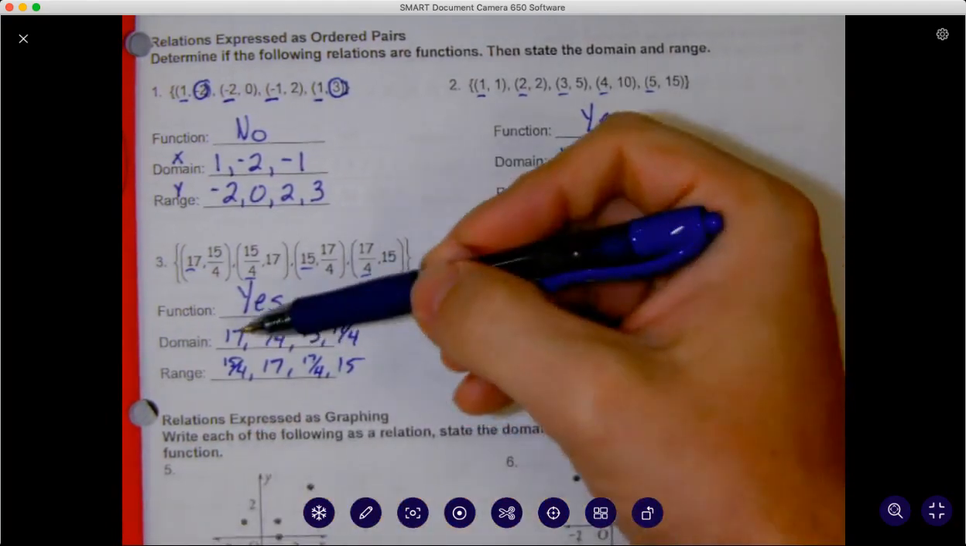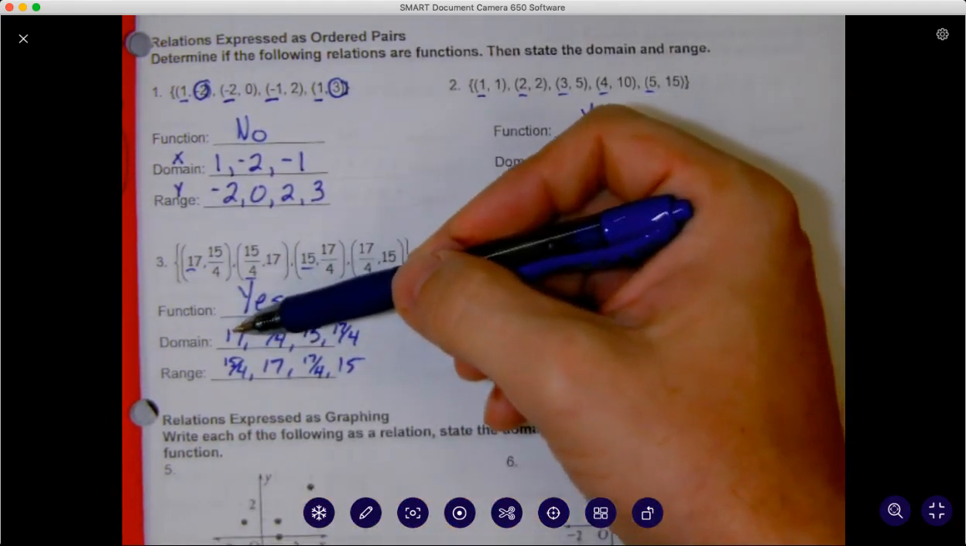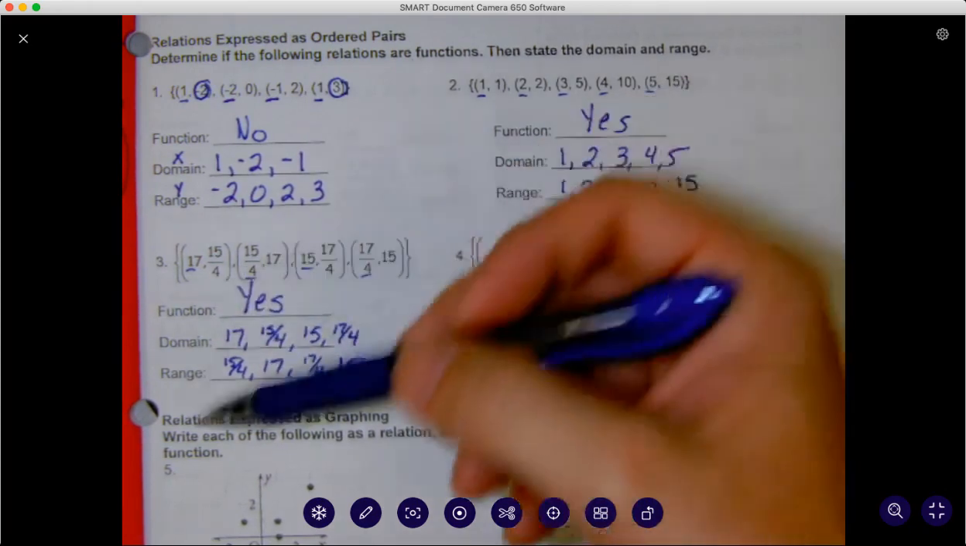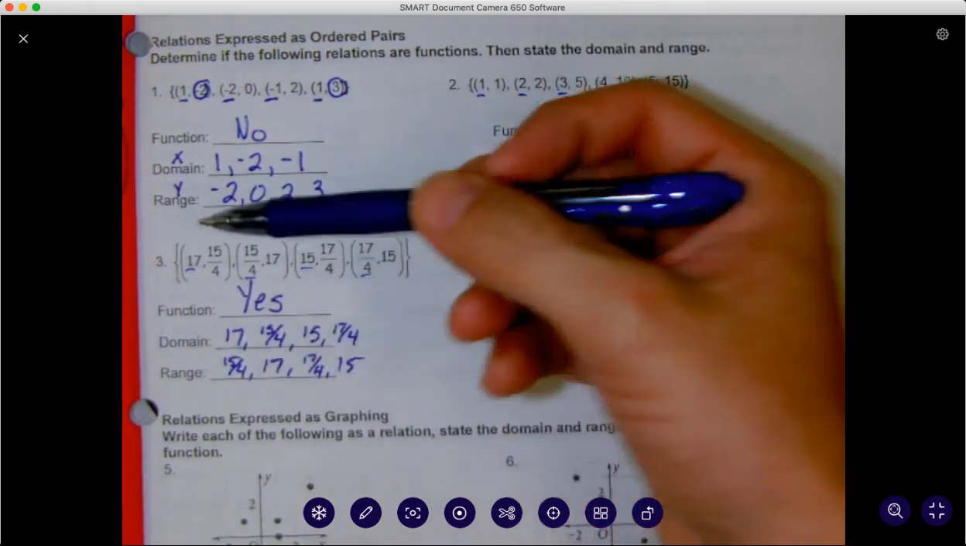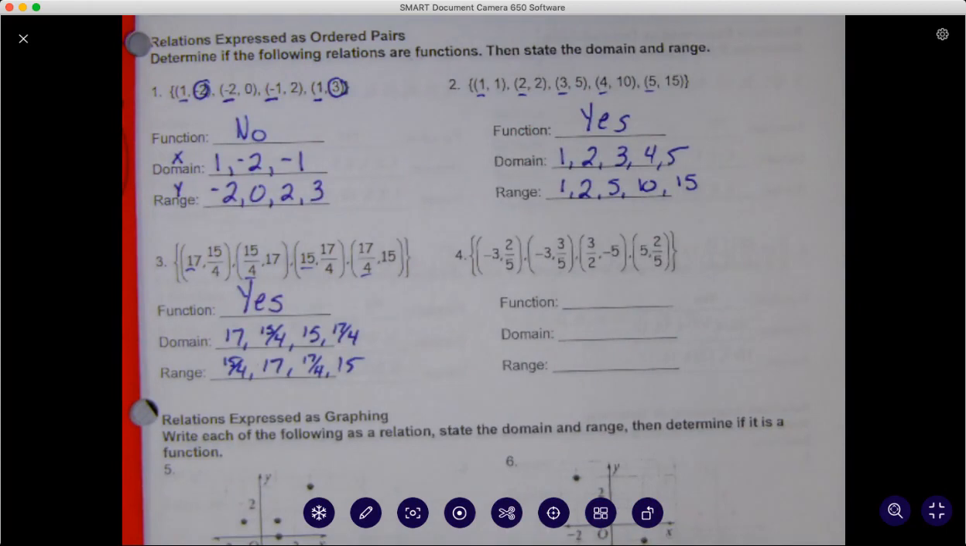And remember, the guys and the girls can have the same numbers. As this is a guy, that's a girl, they're different people. All right, number 4.